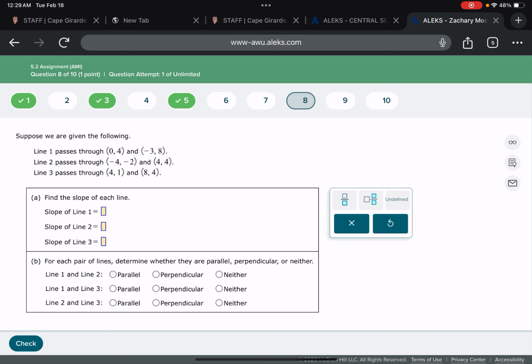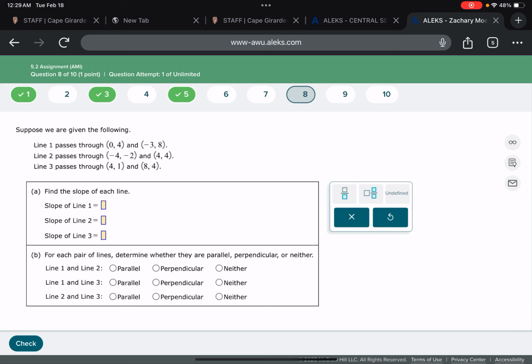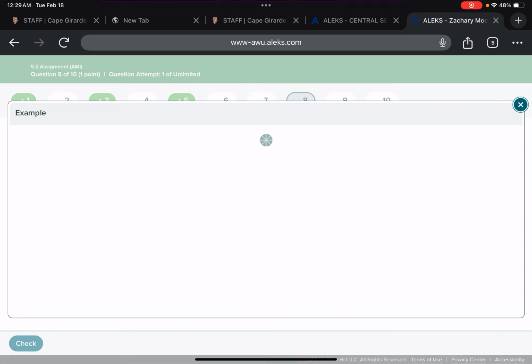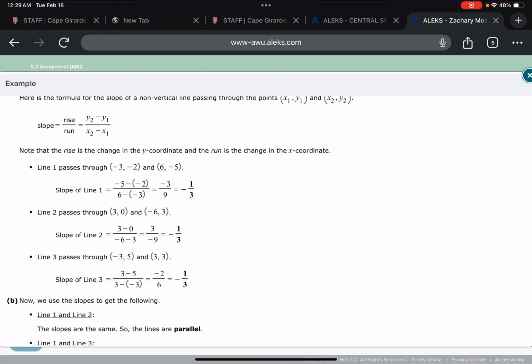Then don't forget, you can always click over here where the explanation is to get an explanation to the problem if you're a little bit confused. Or they also have examples that you can click on as well. And it tells you step by step how to solve them.